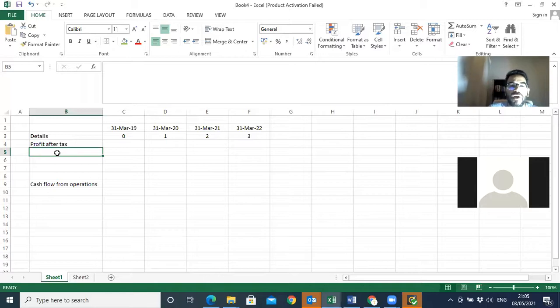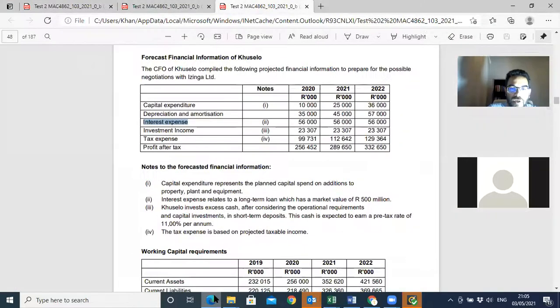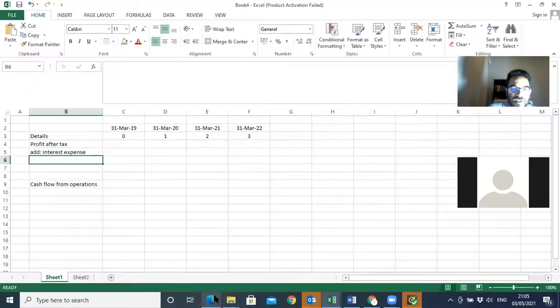So what are we going to do? To remove it, we must add it back. So we will say add interest expense. Included in profit after tax is interest expense, which is a financing amount. We don't want it over there. This financing amount, this interest expense, reduced profit after tax. We don't want it in there. So to remove it, we add it back. So we must add back 56, 56, 56.